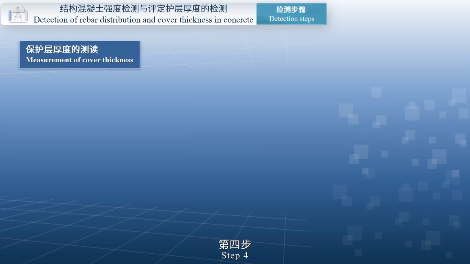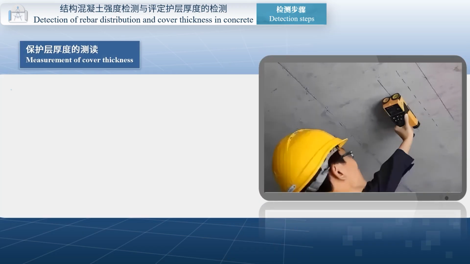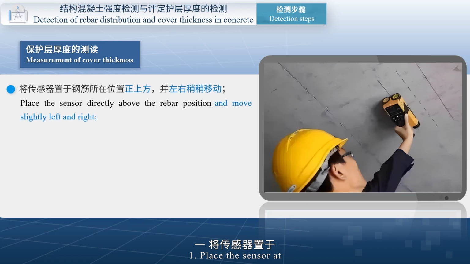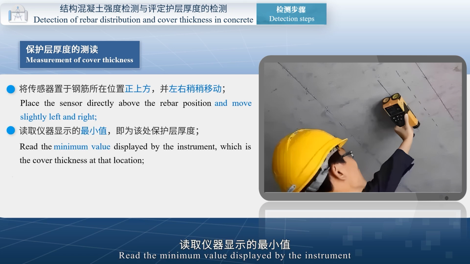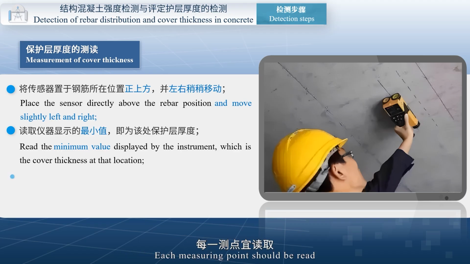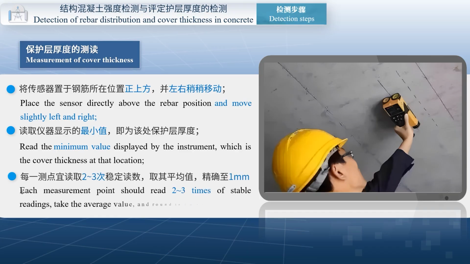Step 4: measurement of cover thickness. First, place the sensor directly above the rebar position and move it slightly left and right. Read the minimum value displayed by the instrument, which is the cover thickness at that location. At each measuring point, take 2 to 3 stable readings, and take the average value, accurate to 1 millimeter.